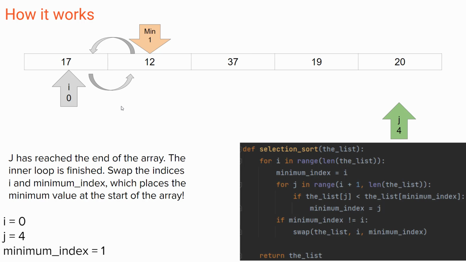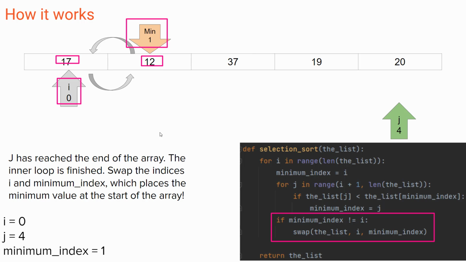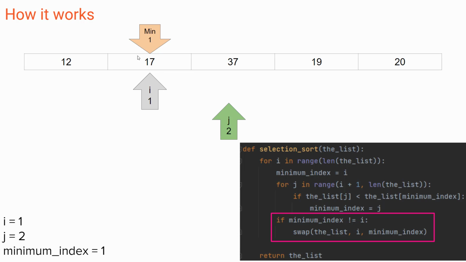And now that we're at the end, we broke out of the inner loop, we're going to do this right here. If the minimum index, which is 1, is not equal to i, 1 is not equal to 0, then we are going to swap them. And we do our normal swapping procedures. We swap the 12 and the 17. So 12 is going to go here and 17 is going to go there.